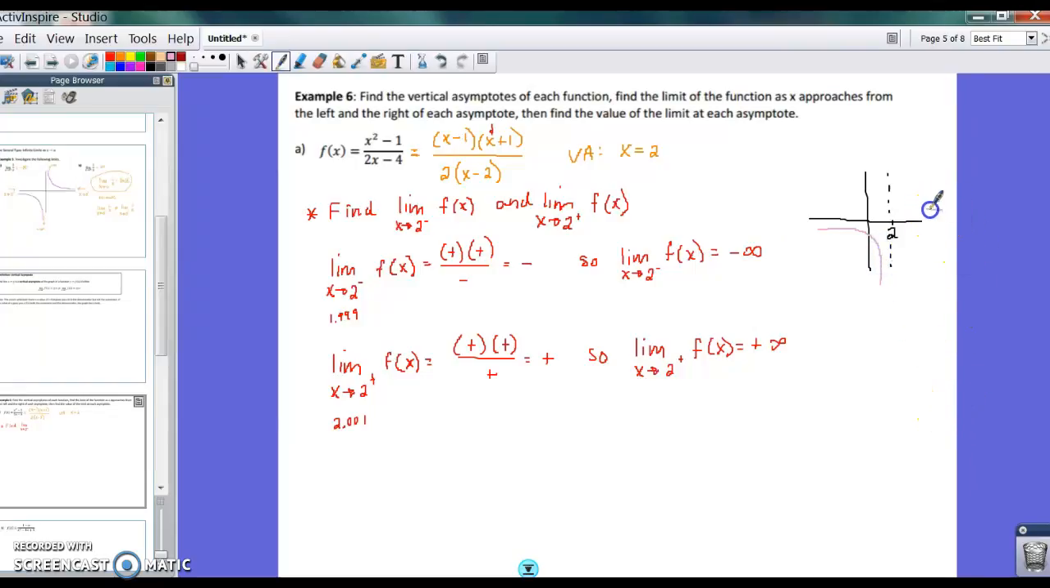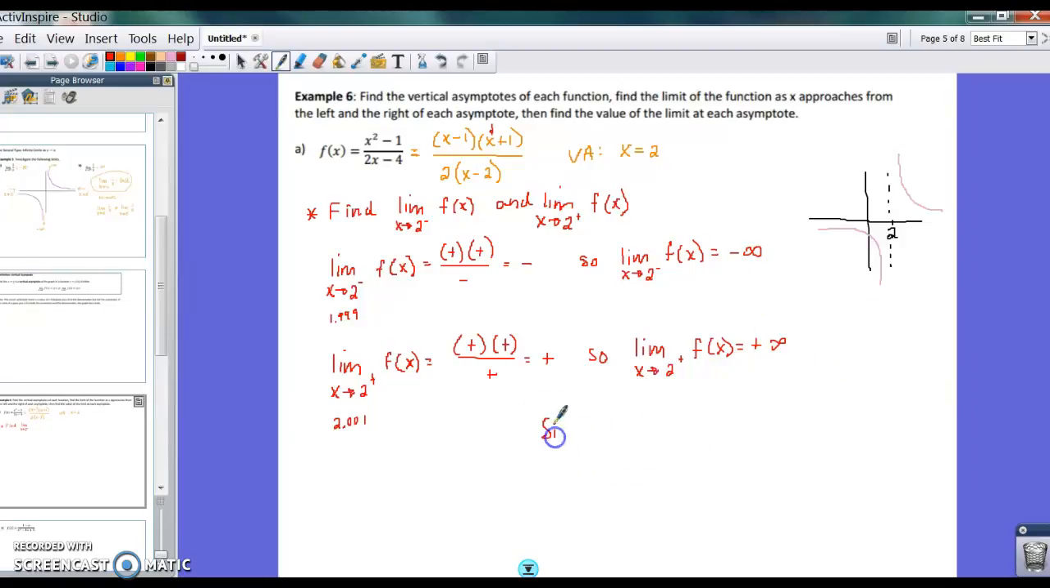As I'm approaching 2 from the right, I'm heading towards positive infinity. Okay, so that's what this is telling me. And because the limit as I approach it from the left is different than the limit as I approach the function on the right, then the limit does not exist.